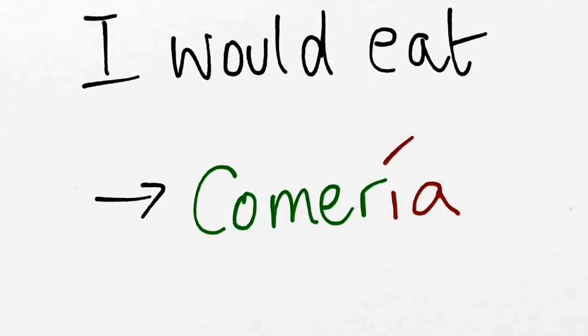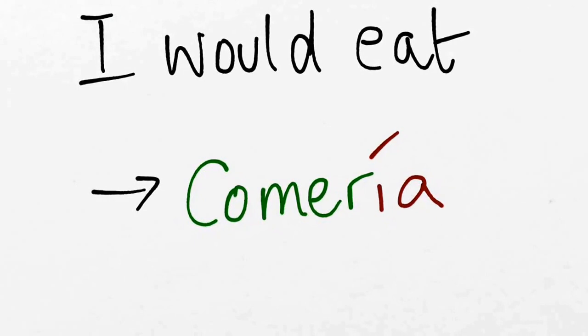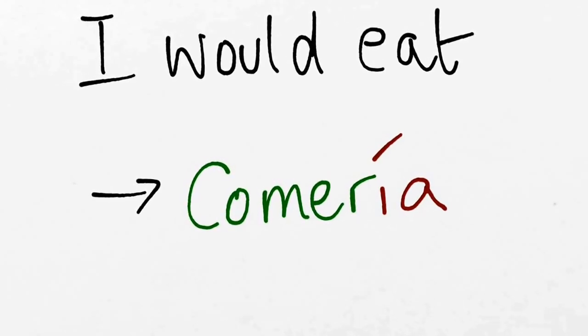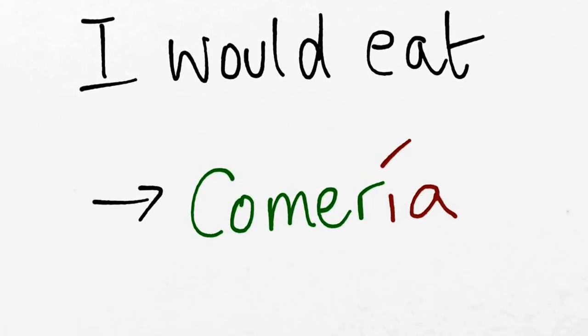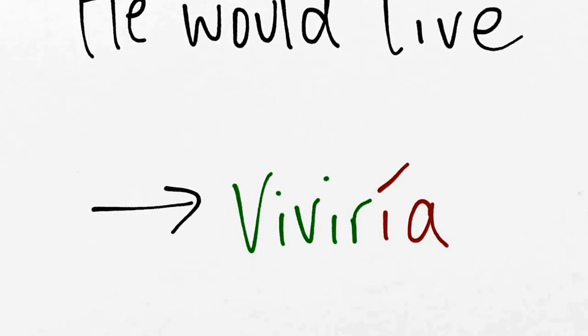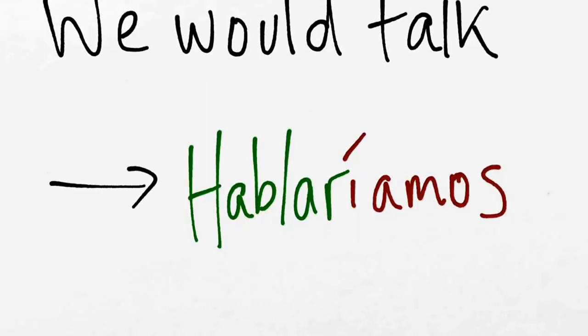So, an example, I would eat. In green you see comer in the infinitive form plus ía, which corresponds to the first person singular I. Comería. Okay, really simple. Another one. He would live. Vivir is the verb to live. We leave it in the infinitive form, V-I-V-I-R, and we add ía. Viviría. He would live. Simple.